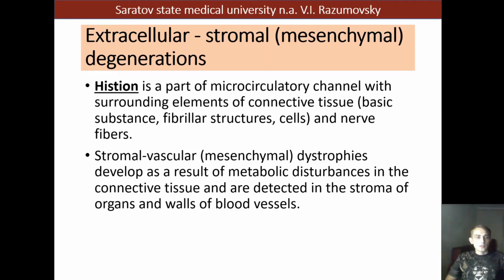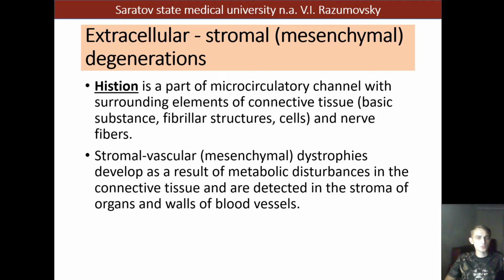The theme of the second class is stromal vascular, or extracellular, or mesenchymal degenerations. This degeneration is localized in the histion's territory. What is a histion? A histion is a part of the microcirculatory channel with surrounding elements of connective tissue, like basic substance, fibril structures, cells, and nerve fibrils.